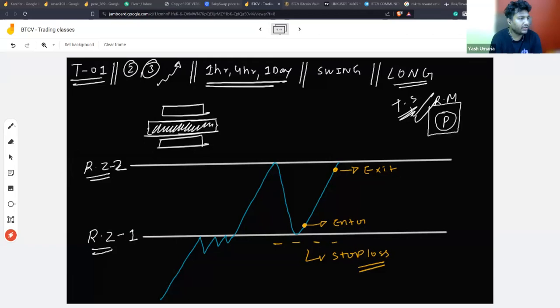So you say 1:5 is the best one for beginners. Yes, absolutely correct. 1:5 risk to reward ratio is the best one for beginners. Okay.